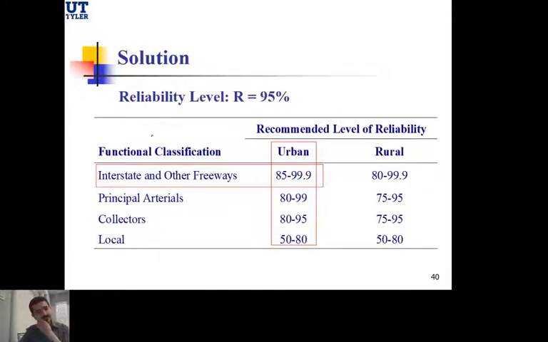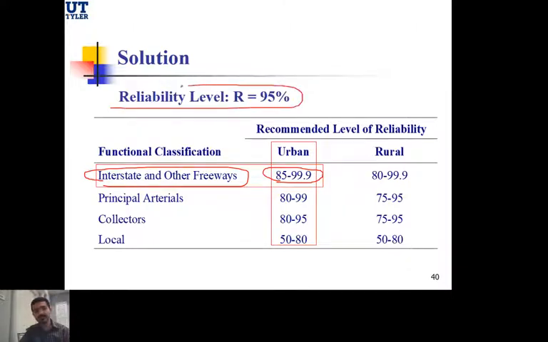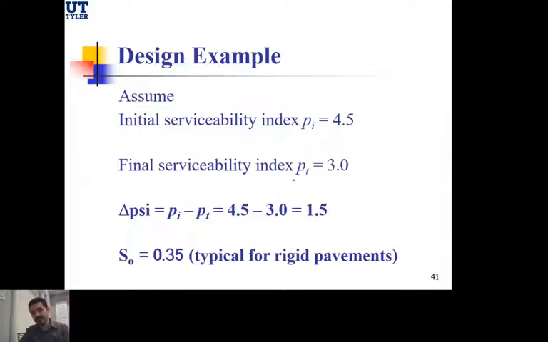The very first table is pretty much the same table that we use for rigid pavements. For interstate, we were told it's an interstate and it's an urban setting, so the reliability is 85 to 99.9%. So here again, I picked 95%. You can pick somewhere in between. Any number between 85 and 99.9 will be acceptable, but I picked 95 in this case.